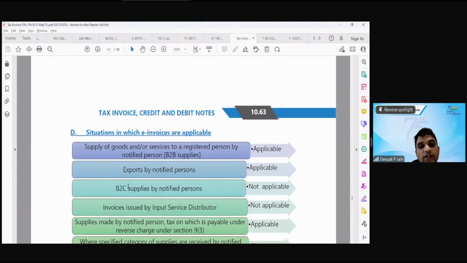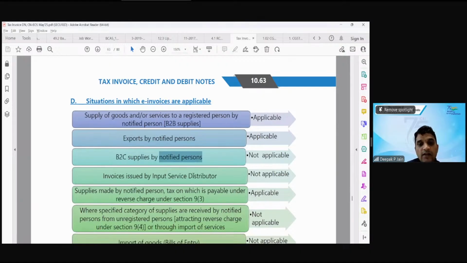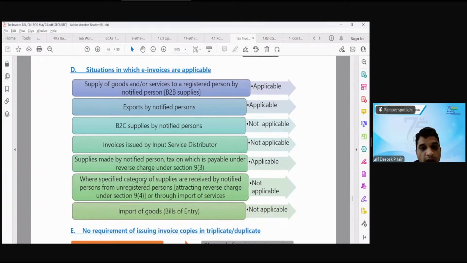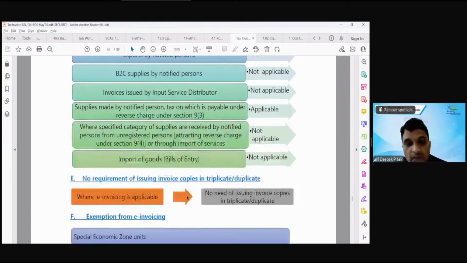Okay. Situations in which e-invoices are applicable: B2B supplies, a registered person and the customer is registered, e-invoice is applicable. B2C, supplier is registered, customer is not registered, e-invoice not compulsory. Exports, compulsory. Input service distributor, not compulsory. Reverse charge, a lawyer providing services, if he is crossing the limit of 5 crores, e-invoice is applicable for him. And other category, nothing, and import also not applicable.